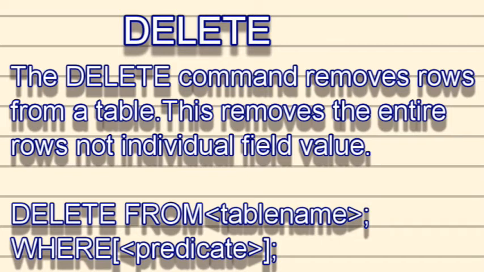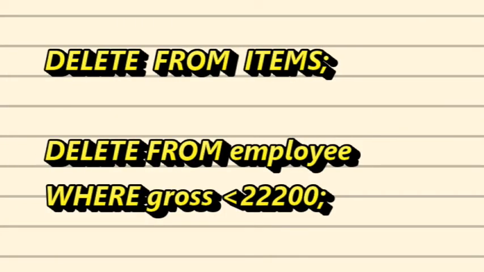Then let's take an example to understand how we work with the delete statement. Suppose I want to delete some content, so I write delete from items, and it will delete that particular thing. Next, delete from employee where gross is less than this value, so it is based upon some condition that we are working with.